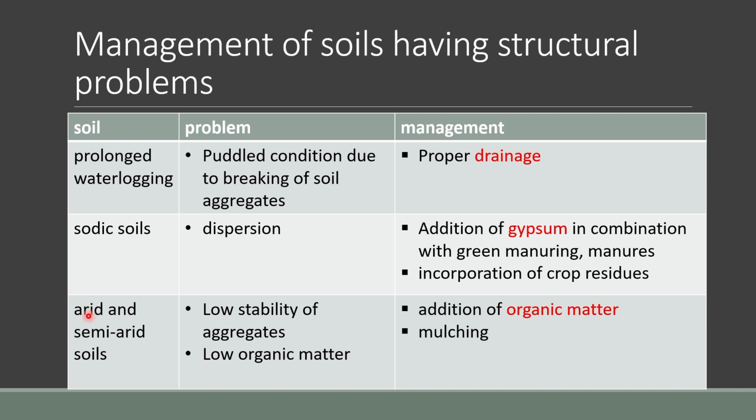Next is arid and semi-arid soils. So this is a desert soil. What is the problem with the desert soil? We have low stability of aggregates and low organic matter. So for management, we can add organic matter, we can do mulching, etc.